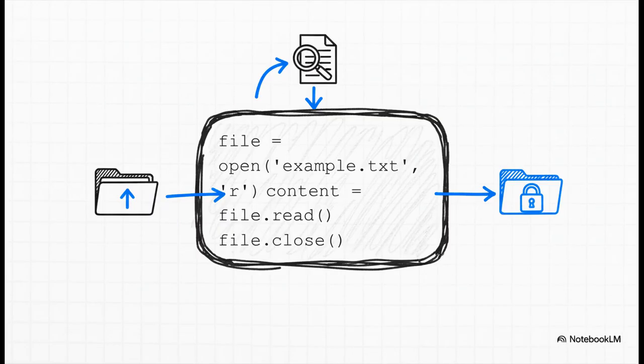So what does this look like in code? Pretty straightforward. You open the file with the R mode, you use the .read method to suck in the content, and then, and this part is super important, you have to remember to close the file to let it go.